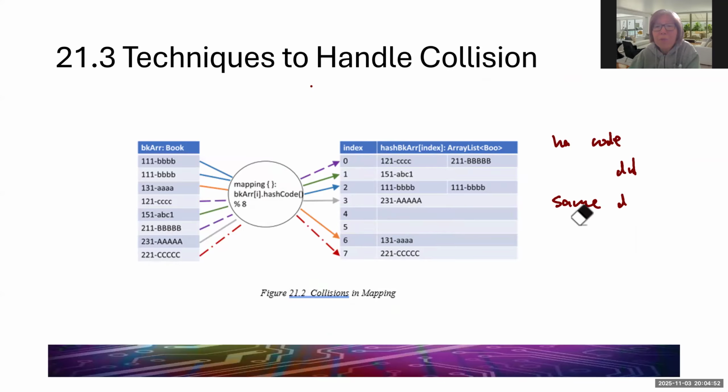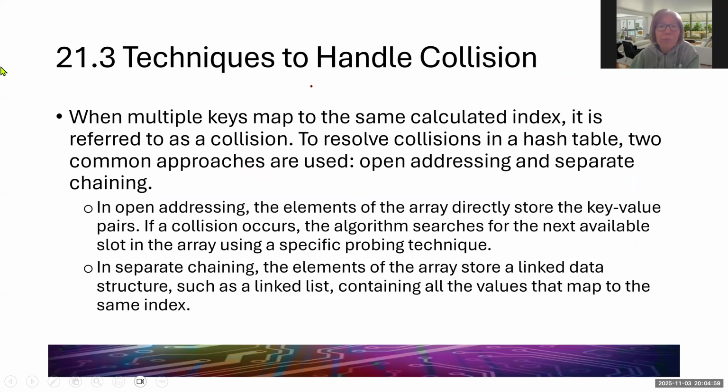There are some other approaches that we can also use to solve the collision problem. Over here, in the third section, it discusses the techniques to handle collision. Collision happens because multiple keys map to the same calculated index. The two common approaches: one is called open addressing, the second one is called separate chaining.